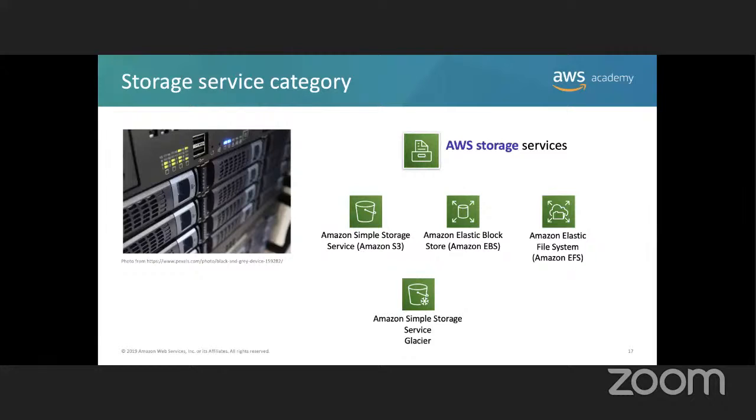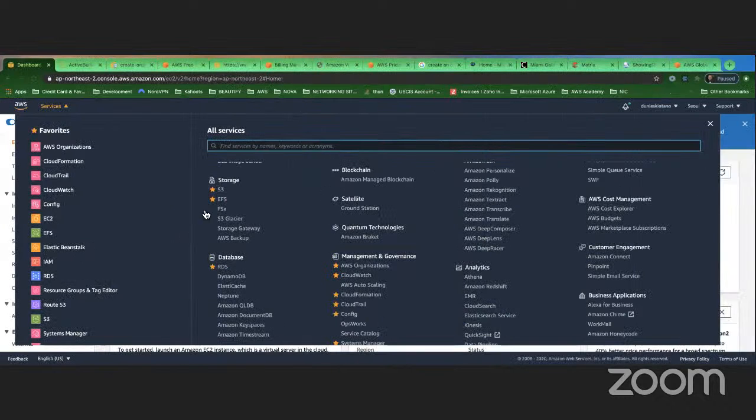Storage service categories, we have S3, and that is under storage. If you come here, you see storage here. Okay. We have S3, EFS, FSx. This is for Windows. FSx, this is for Linux. And S3 Glacier, Storage Gateway.